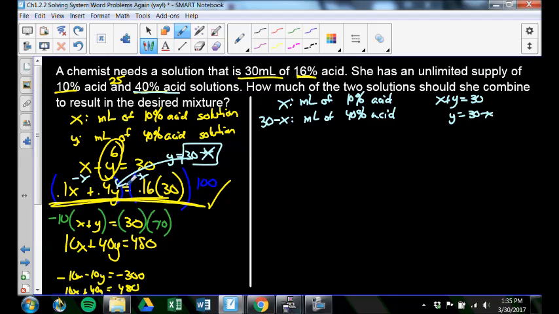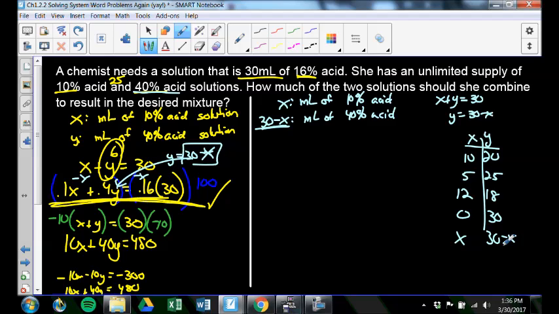And that's a fine way of doing it, but we can also just start there. If X is going to represent the milliliters of 10% acid, 30 minus X is the milliliters of 40% acid. Think of it this way. If X is 10, Y has to be 20, because they have to add up to 30. And if X is 5, Y is 25. And if X is 12, Y is 18. And if X is 0, Y is 30. And if X is X, then Y has to be 30 minus X.